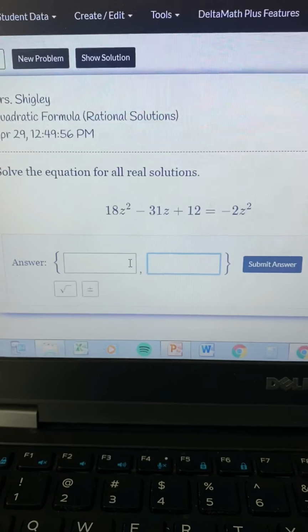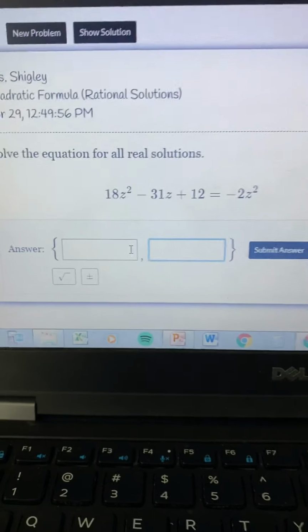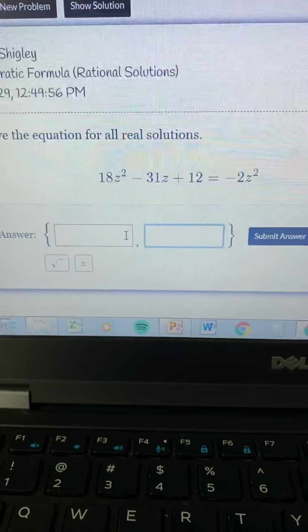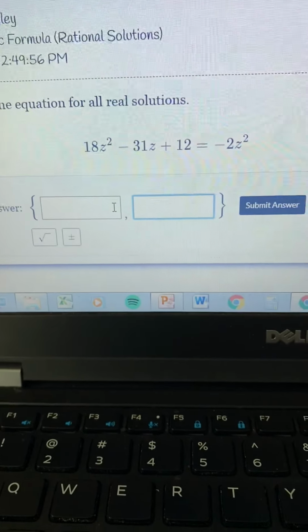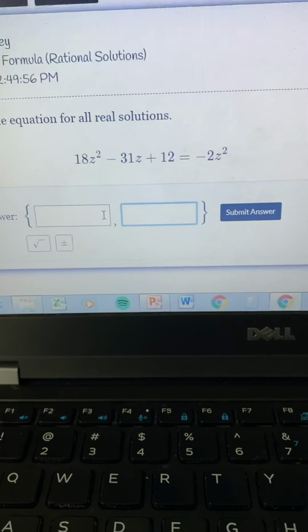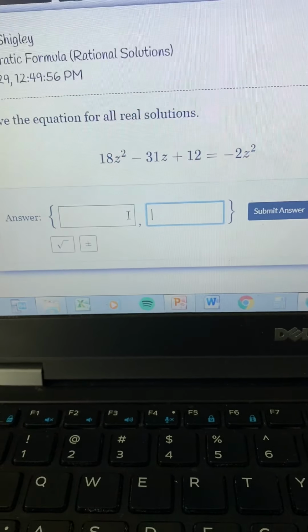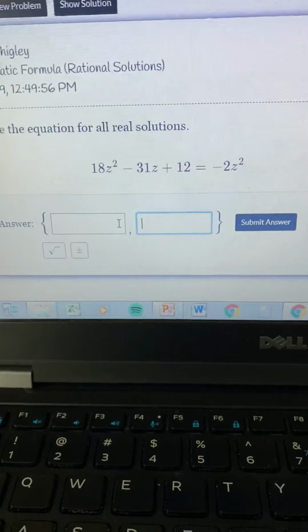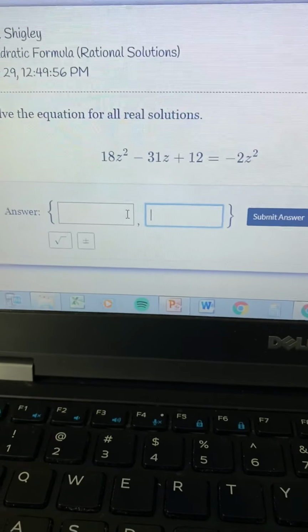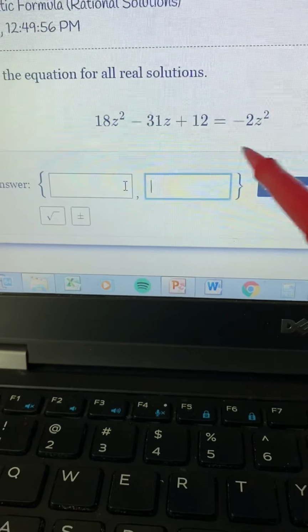So what I did to try and help you is I pulled up a problem on Delta Math, one that you would see something very similar to, and then I'm just going to solve that one for you, hopefully that helps. So this is our problem right here.